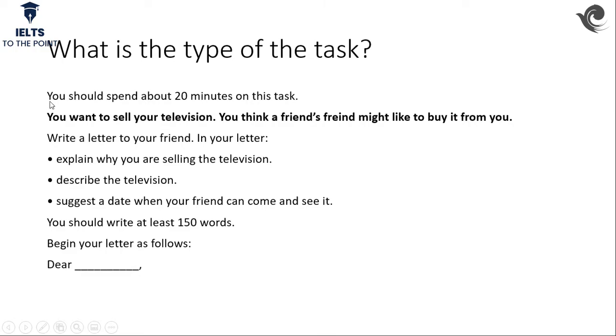Alright. Now, what is the type of this particular task? Let me read it for you. You will always read this instruction. You should spend about 20 minutes on this task. You can ignore it. And then you will see this particular instruction or the situation.